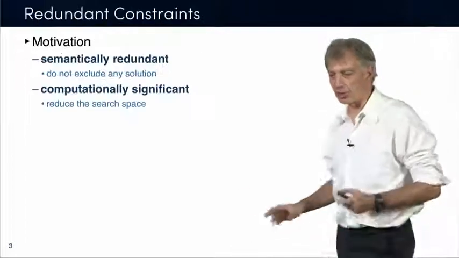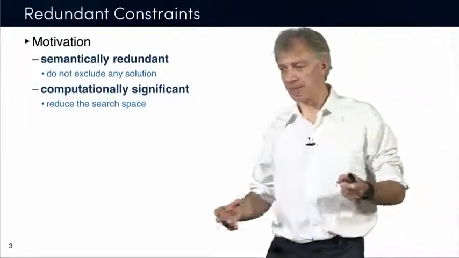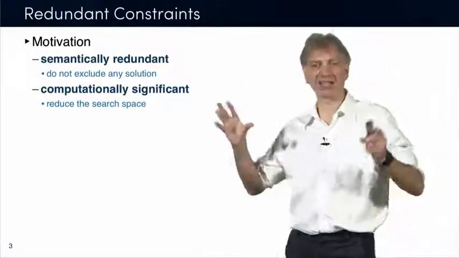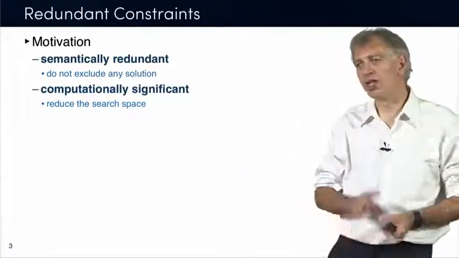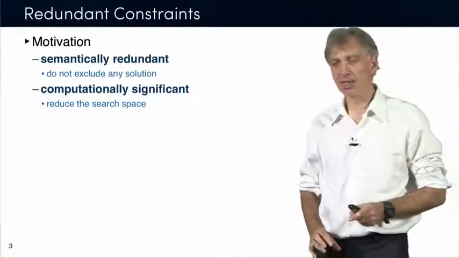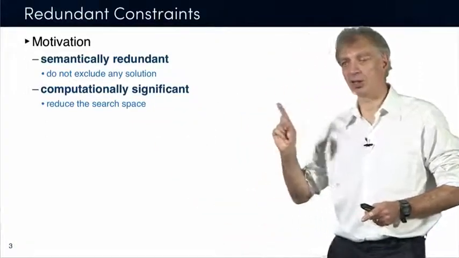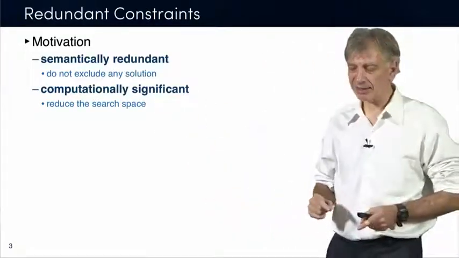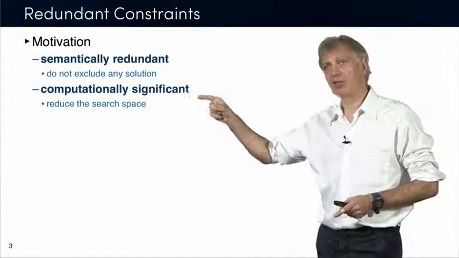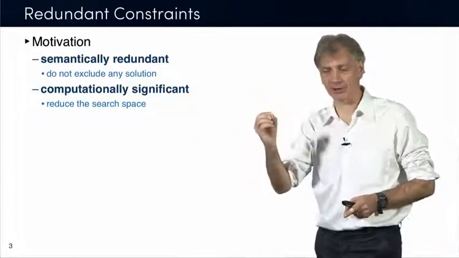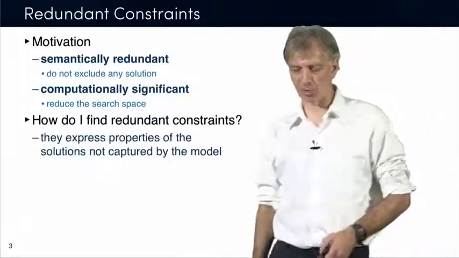Now, what is a redundant constraint? Essentially, these are constraints that don't add anything to your model from a semantic standpoint. The model will have the same exact number of solutions. But they are computationally significant because they will prune the search space more. So you put them in the model, they don't remove solutions, but they decrease the search space. And once you find these constraints, they are very, very useful from a computational standpoint.